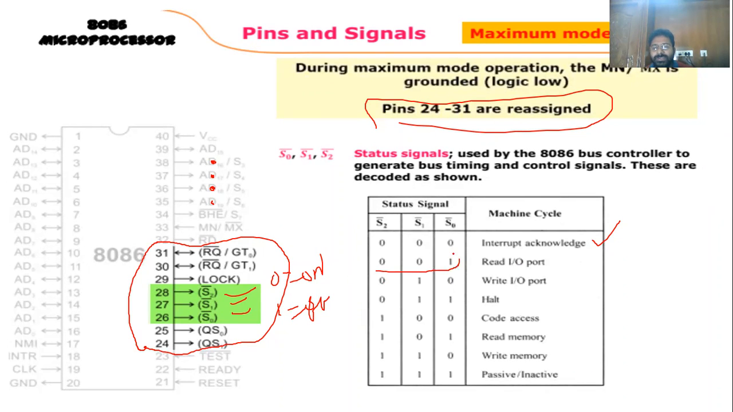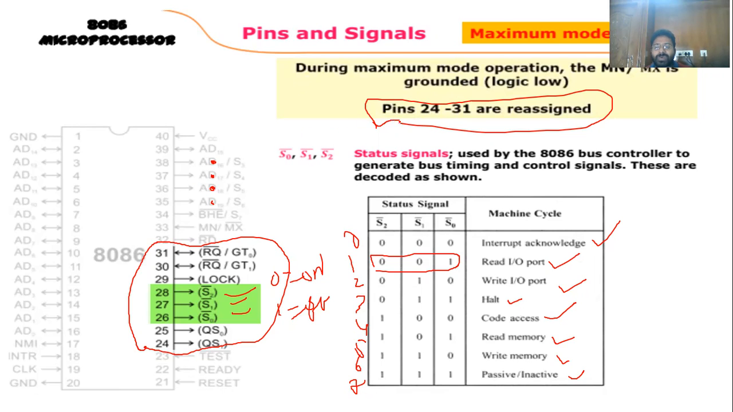The values go 0, 1, 2, 3, 4, 5, 6, 7. If it is 1, it shows read input output. If it is 2, write input output devices. If it is 3, halt. If it is 4, code access. If it is 5, read memory. If it is 6, write memory. If it is 7, passive and inactive. You must remember all these things, because at the time of the introduction of the class, I told you so many times.